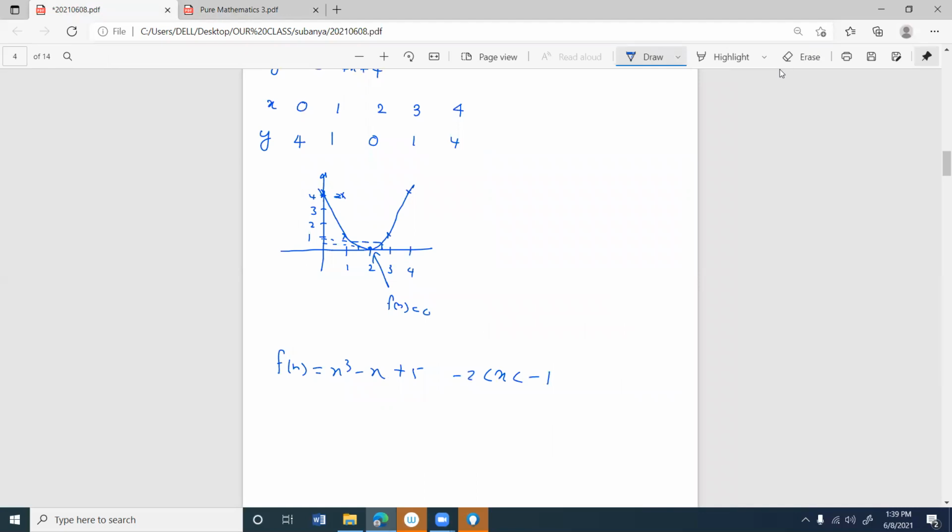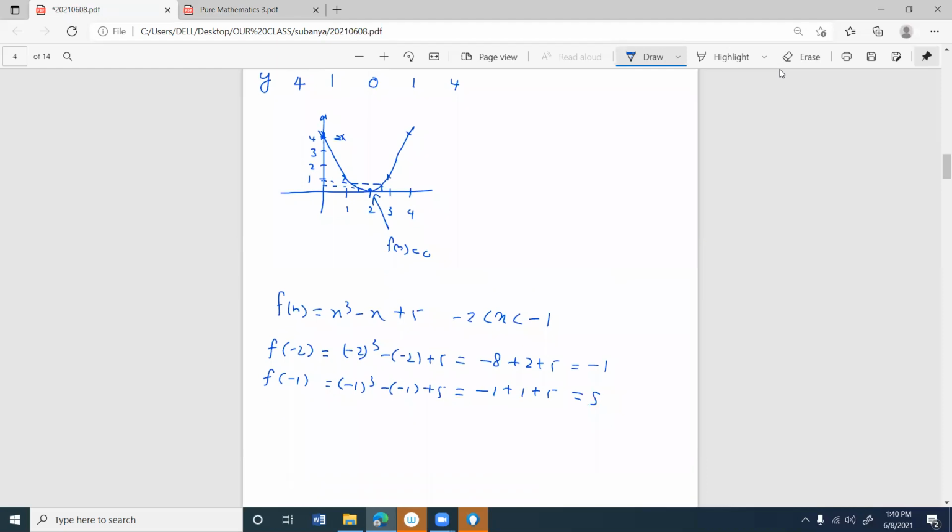This is pretty simple. Initially, we'll substitute minus 2. What do you get there? Minus 2 cubed minus minus 2 plus 5. It's minus 8 plus 2 plus 5, which equals minus 1. Then we will put in the other end of the range, minus 1. Minus 1 cubed minus minus 1 plus 5. It's minus 1 plus 1 plus 5. What happened? It's 5. Now you can say the sign changes.